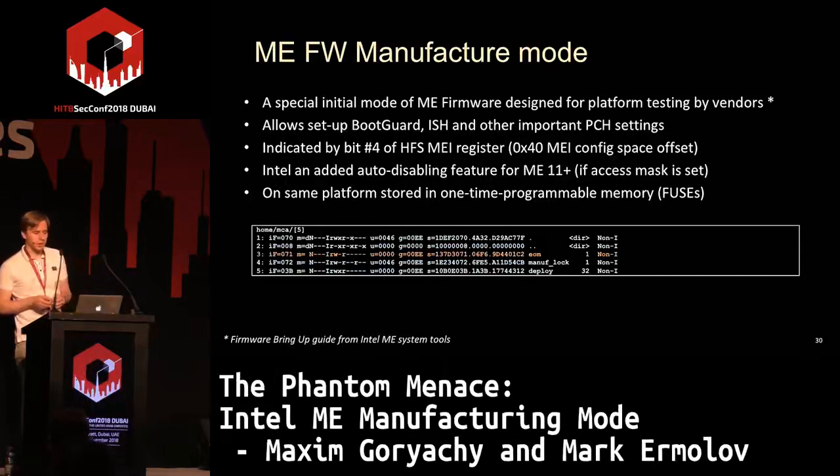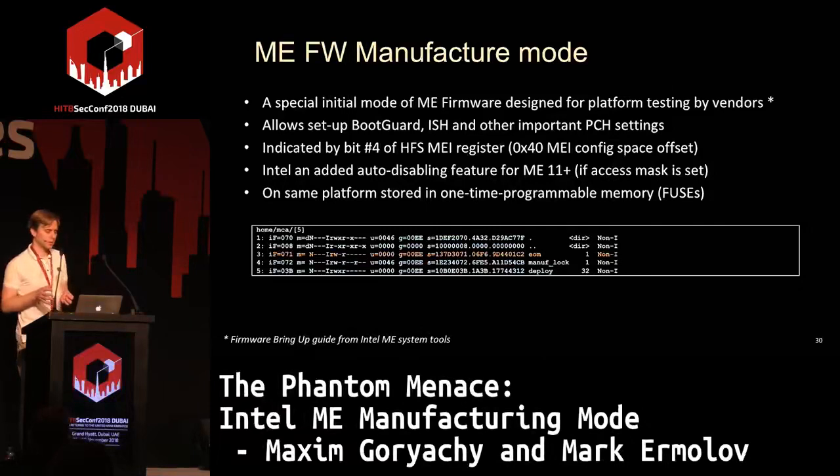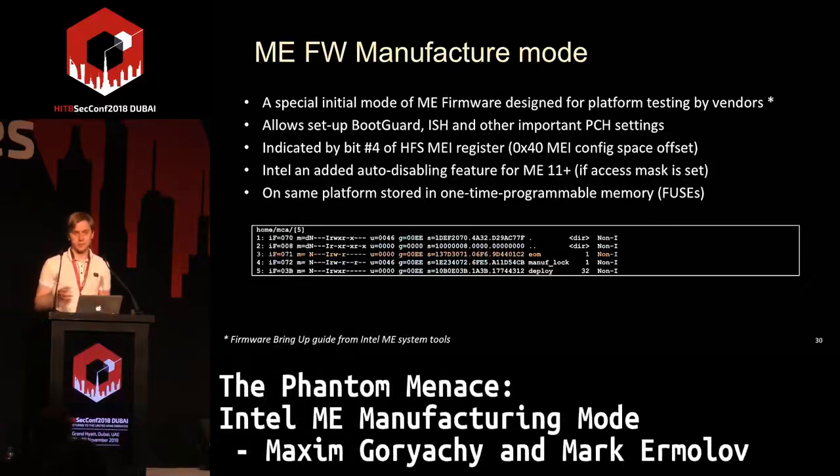As a result, there is no software that can protect or even notify the user if this mode is enabled for whatever reason. This mode allows configuring critical platform settings stored in fuses, also called one-time programmable memory. These settings include Boot Guard configuration, looks like modes, policy, hash, and digital signature key for the ACM module and IBB firmware. Many important settings you can skip if manufacturing mode is activated.